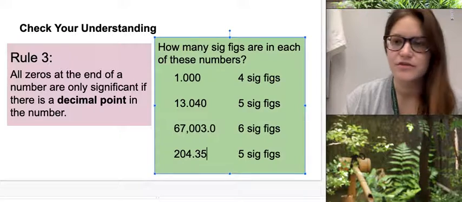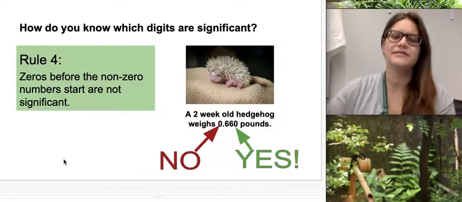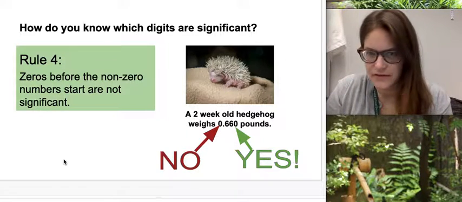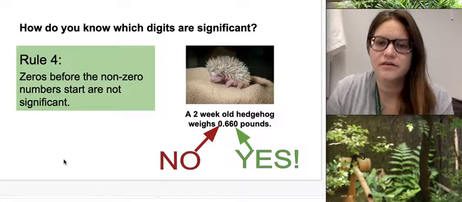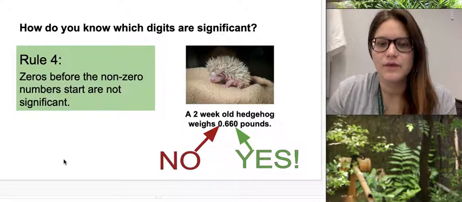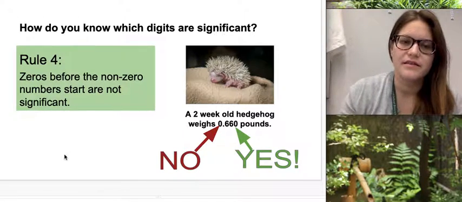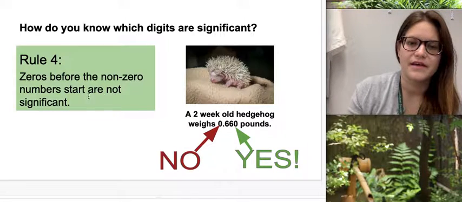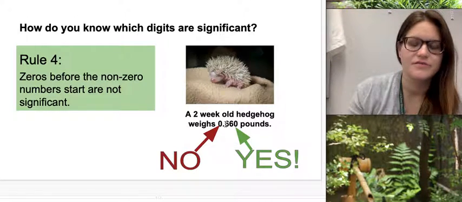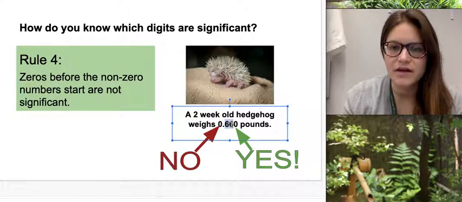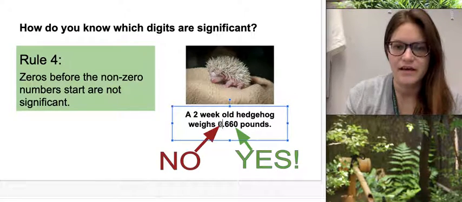Okay, let's move on to our 4th and final rule, and that is that zeros before the non-zero numbers start are not significant. So here's a sweet little hedgehog. It's only 2 weeks old, and he weighs 0.660 pounds. So the 0 before the non-zero number, this 0 right here, comes in basically as a placeholder before the non-zero numbers start, and it does not get counted.